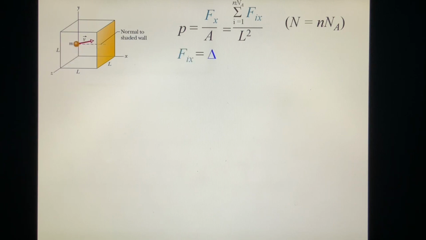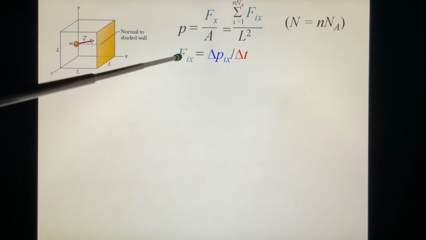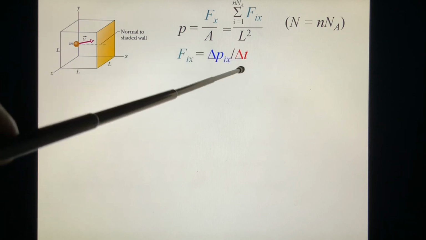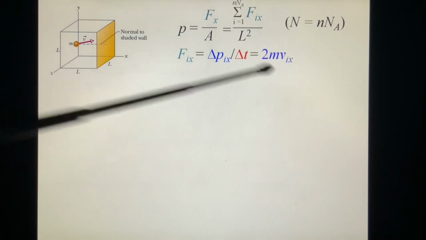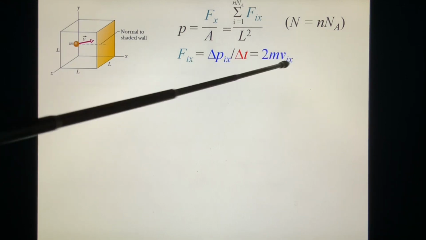So the force acting on the wall by molecule i is delta P_ix over delta T. When it hits, there is a momentum change during the time delta T. Now, what is delta P? When it hits the wall, it turns around with the same speed. Suppose the speed is v, and after the hit it is minus v. So delta P equals, by definition, 2m v_x, for molecule i, 2m v_ix.